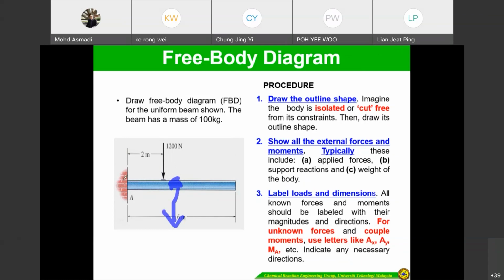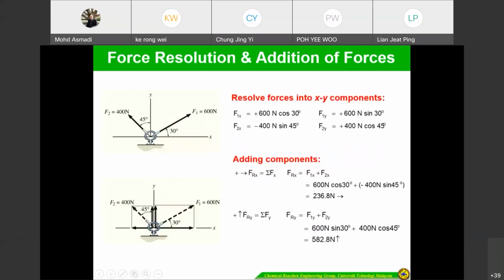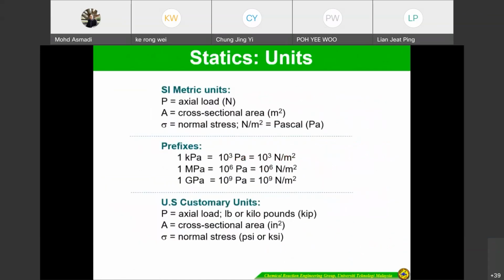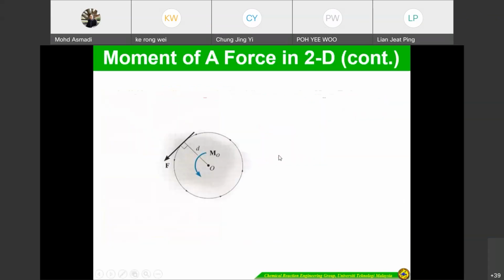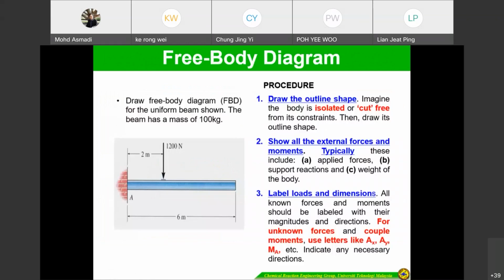If you look here, this is a fixed support. For a fixed support, you have to refer to this one again, for how to draw the support reactions. Since there is a moment, the fixed support should be this one. So you just denote AY and AX, and then at the center of gravity, it should be W.